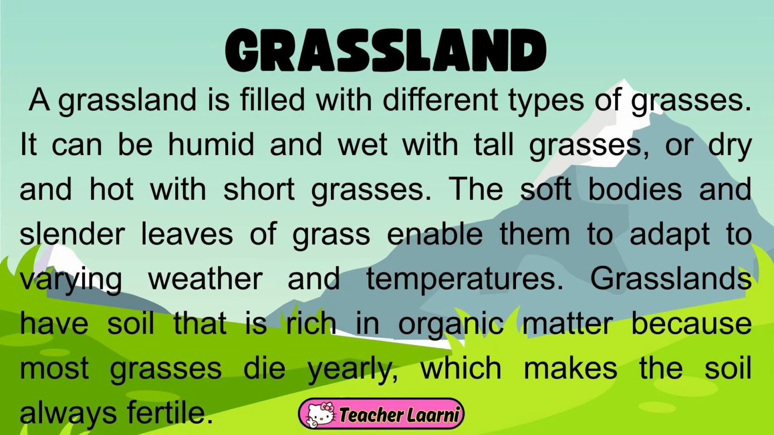A grassland is filled with different types of grasses. It can be humid and wet with tall grasses, or dry and hot with short grasses. The soft bodies and slender leaves of grass enable them to adapt to varying weather and temperatures. Grasslands have soil that is rich in organic matter because most grasses die yearly, which makes the soil always fertile.